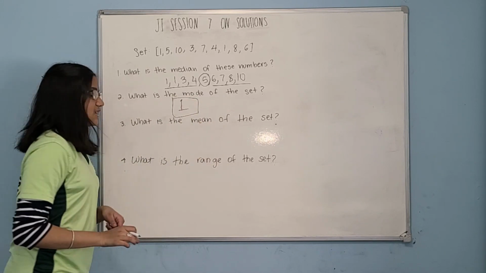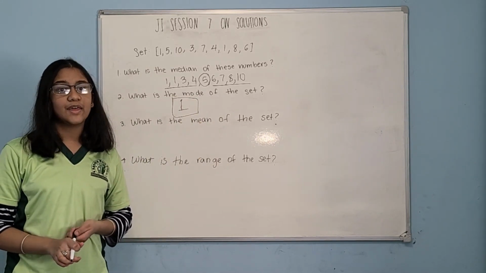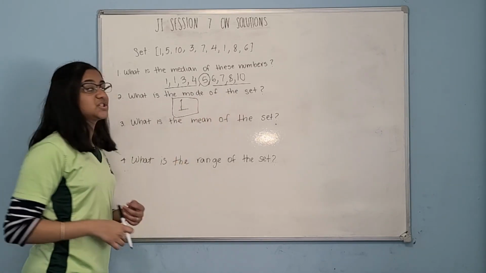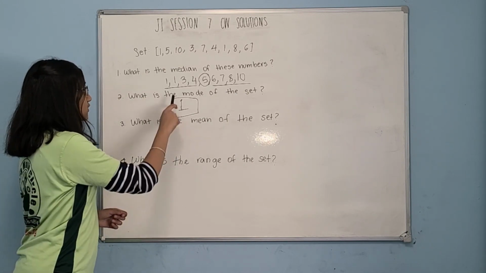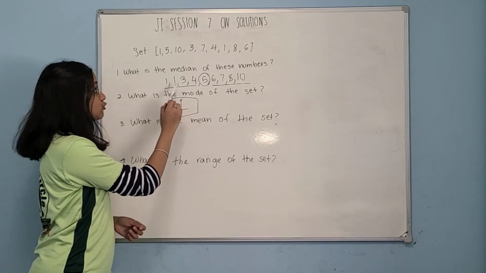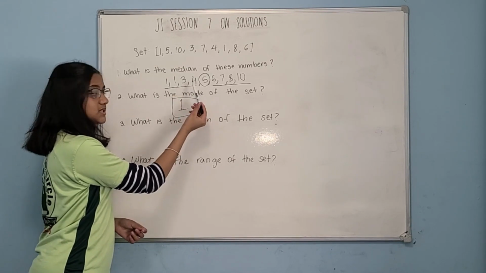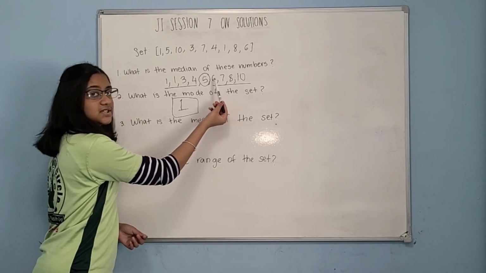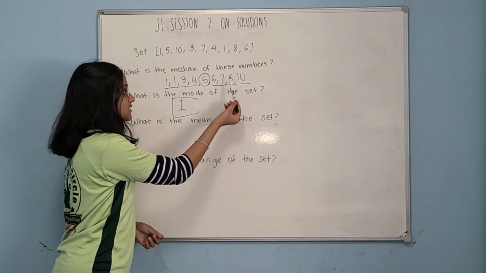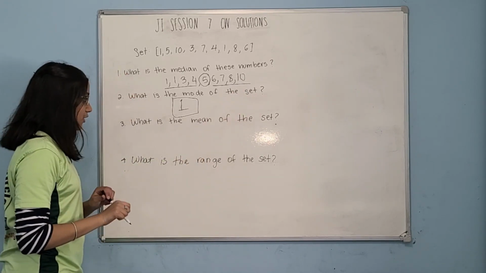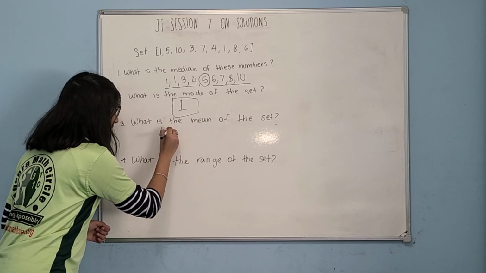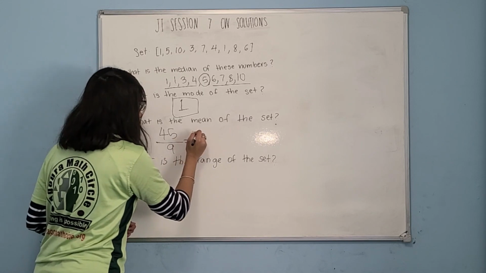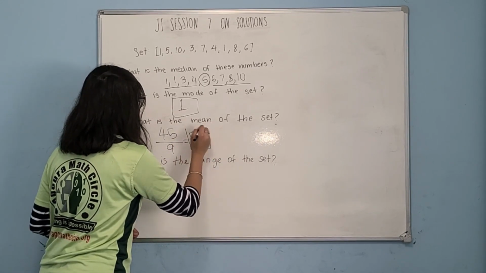What is the mean of the set? The mean is basically another way to say the average. So we know that there are 9 numbers. So all we need to do is add all of these numbers and divide by 9 to find the solution. So we have 1 plus 1 is 2, 2 plus 3 is 5, 5 plus 4 is 9, 9 plus 5 is 14, 14 plus 6 is 20, 20 plus 7 is 27, 27 plus 8 is 35, and 35 plus 10 is 45. So we have to divide 45 by 9. And we know that is 5. So the mean of this set is 5.